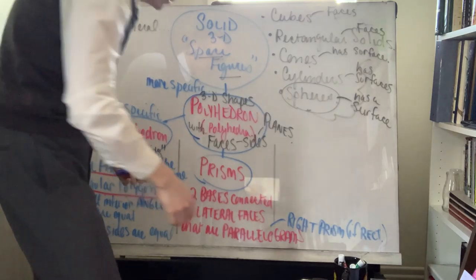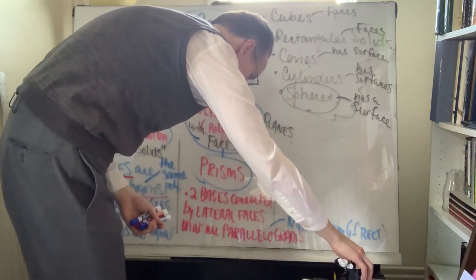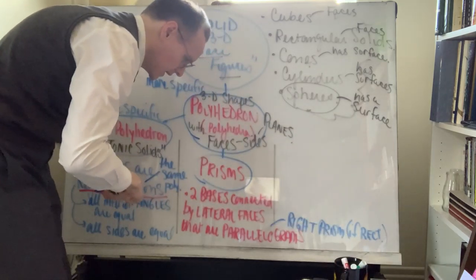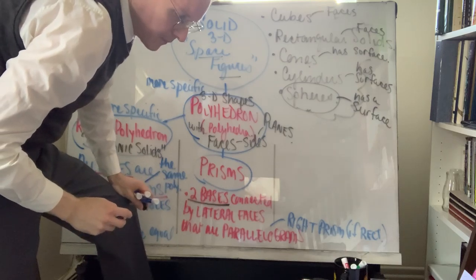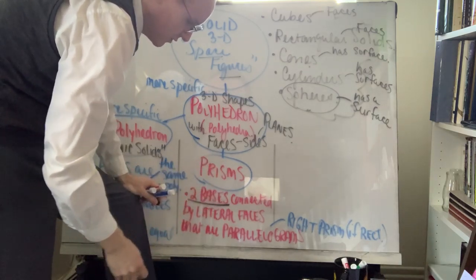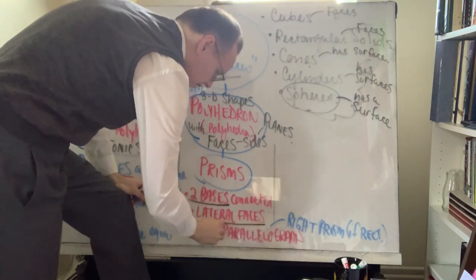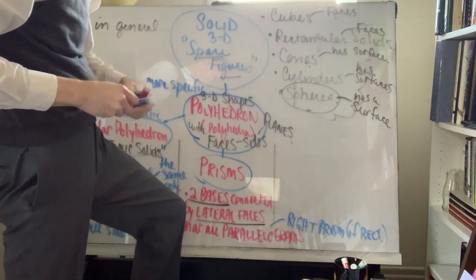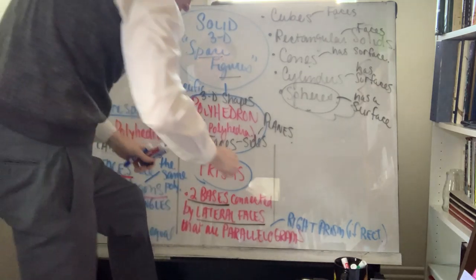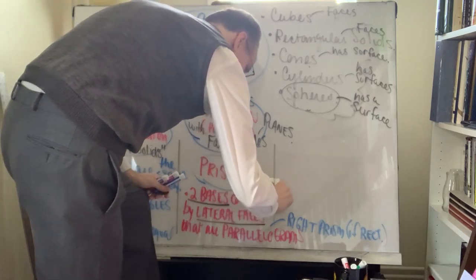What you should emphasize here is these two conditions. Right. There are two bases, and the bases are again polygons. And then there are lateral faces that are connecting them. All right, and lateral faces just mean side by side, essentially.